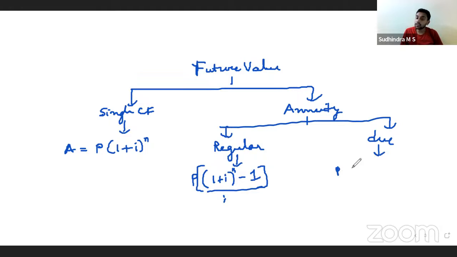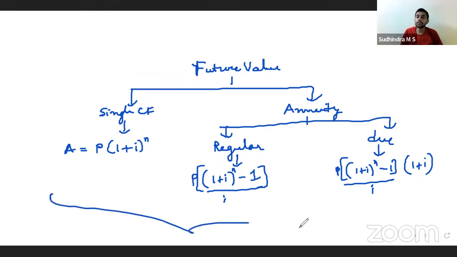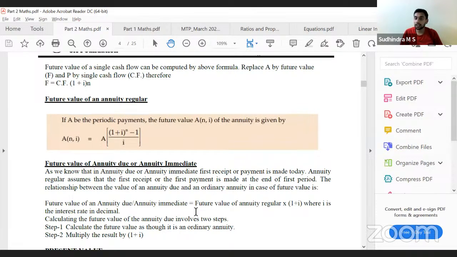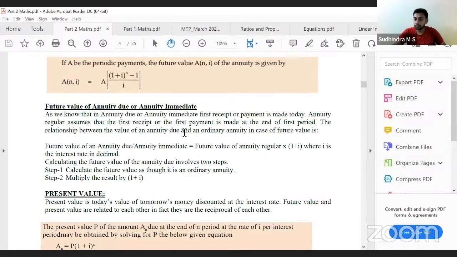If it is annuity due, same thing, P into 1 plus I to the power of n minus 1 whole divided by I, but further multiplied with 1 plus I, because one more year interest in case of due when compared to regular. That's all. So if we remember this formula, we know how to do annuity due. These formulas are important in case of future value calculation. When they ask us future value, we have to see whether it's a single payment or annuity installments. If it's a single payment, the normal compound interest formula. If it's annuity, whether it's annuity regular or annuity due.